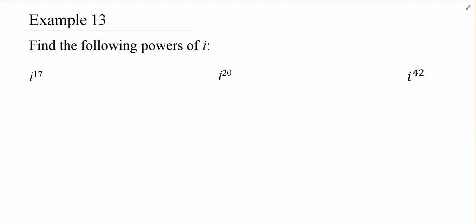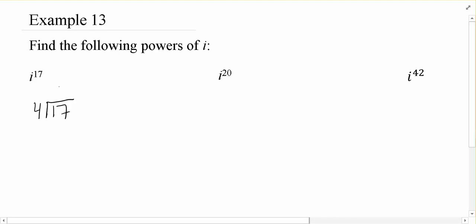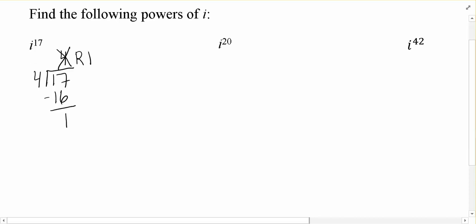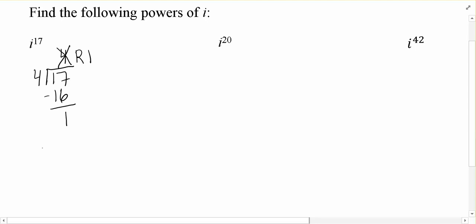So let's do some examples of that. If I want to know what i to the 17th is, then I'm just going to take 17 and divide by 4. Now, it'll go in 4 times with a remainder of 1. Now again, I don't care that it goes in 4 times. I care that it's remainder 1. Because what that tells me is that it's the same thing as i to the first, which is just i.